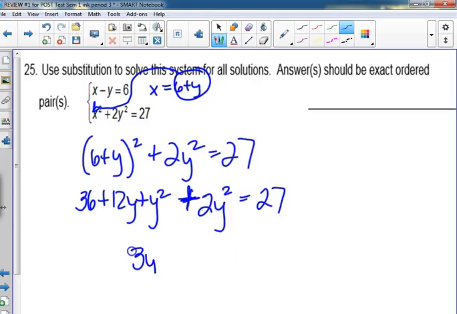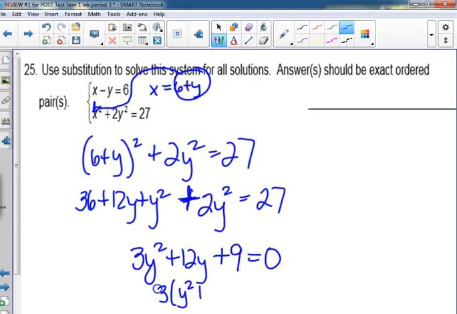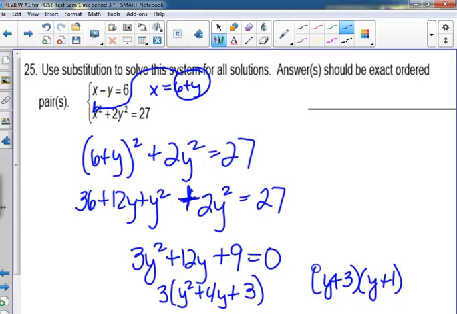All right, I have 3y squared plus 12y plus 9 equals 0. Anybody? Okay. We could take out a 3, y squared plus 4y plus 3 factors to y plus 3, y plus 1. The 3 out front is not a 0, so we have y values of -3 and -1.